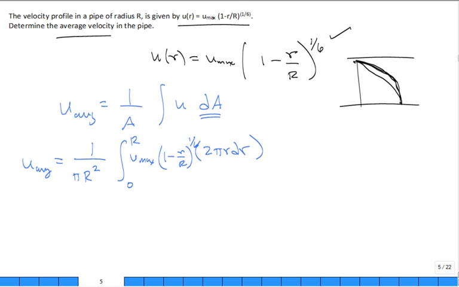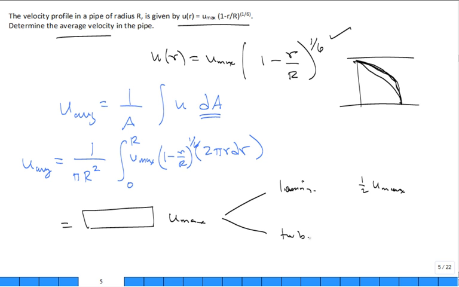And what you find is it'll boil down to something times u max. When it was the laminar profile, it was 1/2 of u max. And when it's something like this, which is turbulent, it's not 1/2, but it's closer to maybe 0.7, 0.8, 0.9 u max, somewhere in there. It's not 1/2 u max, it's something larger.